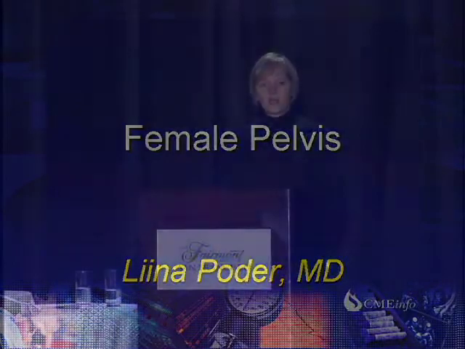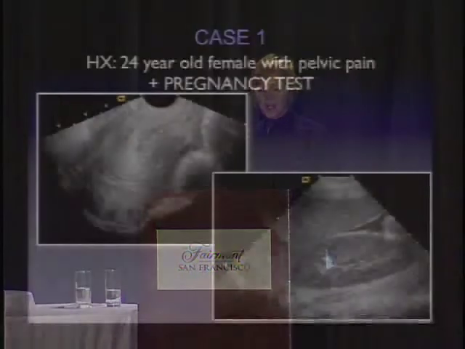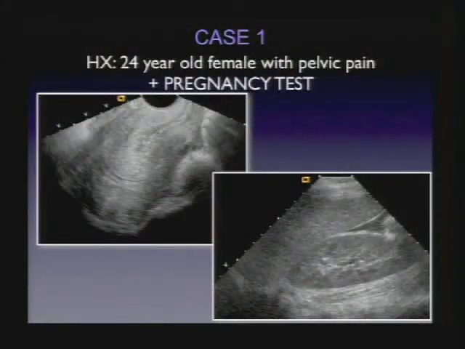The next half an hour, I'd like to cover an approach to a requisition from the emergency room to rule out ectopic pregnancy, also an approach for benign versus malignant ovarian masses, and how to recognize ovarian torsion and also how to recognize the abnormal endometrium. So we're going to start out with a couple of cases.